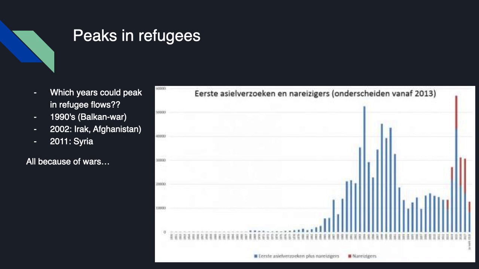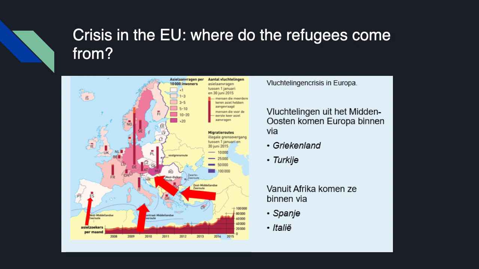Refugees are of all times, and on this graph you can see that there are peaks. And in which years do the refugee flows peak? Well, of course, the 1990s with the war in the Balkans, former Yugoslavia, 2002, Iraq, Afghanistan, 2011, Syria, and all because of wars. Wars are the core ingredient of refugee peaks. Well, but this leads to a crisis in the European Union, because where do the refugees come from? Of course, on this graph you can see that the refugees come from the Middle East and they enter the European Union through Greece and Turkey.